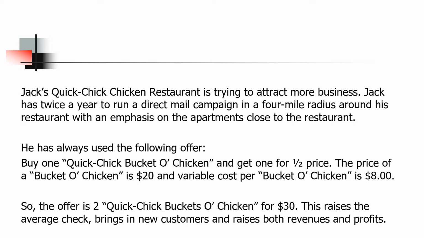run a direct mail campaign in a 4-mile radius around his restaurant with an emphasis on the apartments close to the restaurant. He has always used the following offer: buy one Quick Chick bucket of chicken and get one at half price. The price of a bucket of chicken is $20 and the variable cost for that chicken is $8 for us to produce it. So the offer is 2 Quick Chick buckets of chicken for $30.